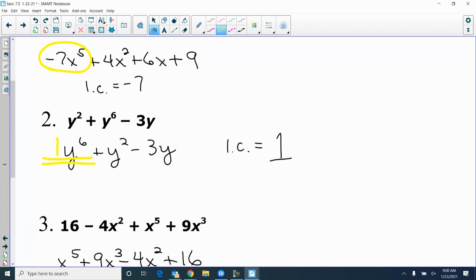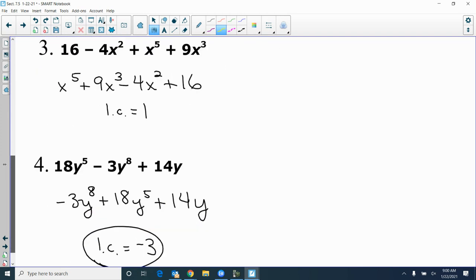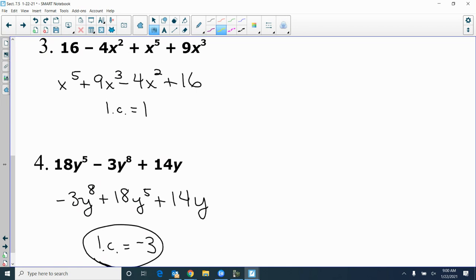But here's the key. What if there's no number in front of it? Then you put the 1, because it's just a 1. So this one will also have a 1. For the last one, the leading term was -3y to the 8th. That was the highest exponent, right? So what's the leading coefficient? -3. The leading coefficient has nothing to do with the exponents. Exponents tell you the order. Make sense? Got it.